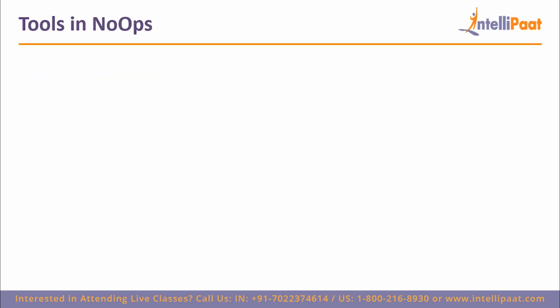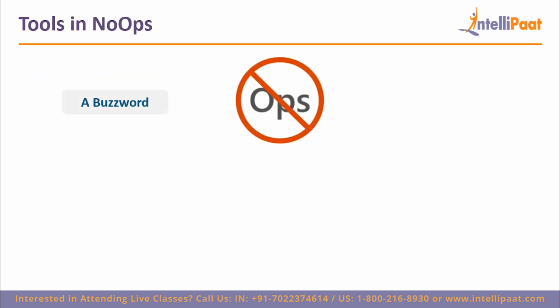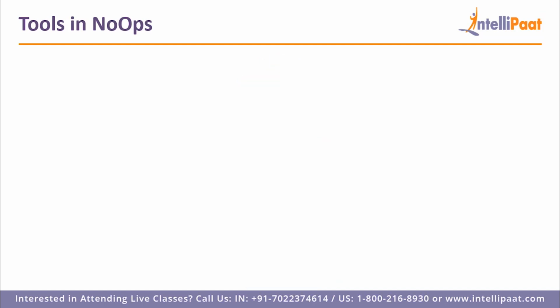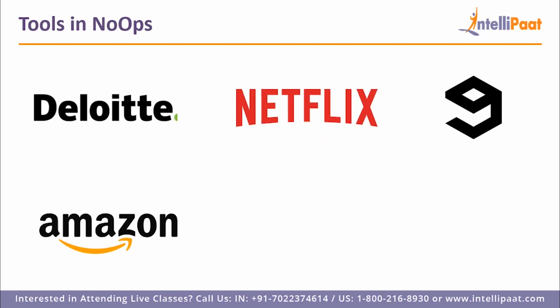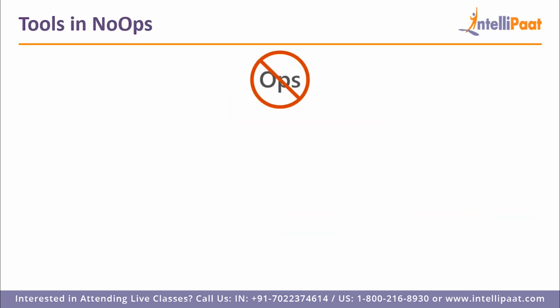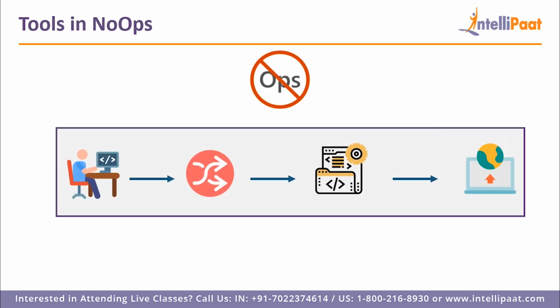Now guys, when we talk about the tools in NoOps, NoOps is a buzzword, right? But this does not mean that it was never implemented or that it just showed up a few years ago. It is neither a new idea, rather it is more like serverless computing, right? And companies like Deloitte, Netflix, 9gag, Microsoft, Amazon, Google, so many huge companies are already using this methodology in some part of their tasks. How? Alright, let me put up some examples here. So as we discussed, NoOps is all about eliminating the operations team, right?